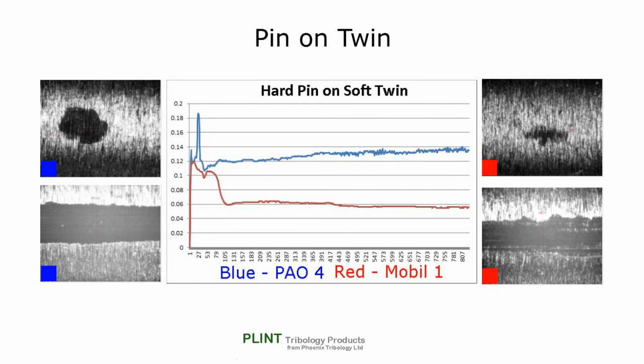And finally, the tests with a hard pin on soft twin configuration result in different frictional response, with the fully formulated oil producing much lower friction than the base fluid. The friction trace for the fully formulated oil after initial running in is both lower and smoother than with the base fluid. With both samples, the wear scars on the softer twin samples are readily identifiable, with the fully formulated oil producing a much smaller wear scar compared with the base fluid.